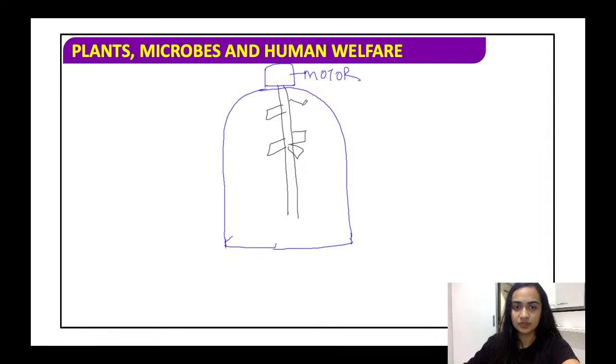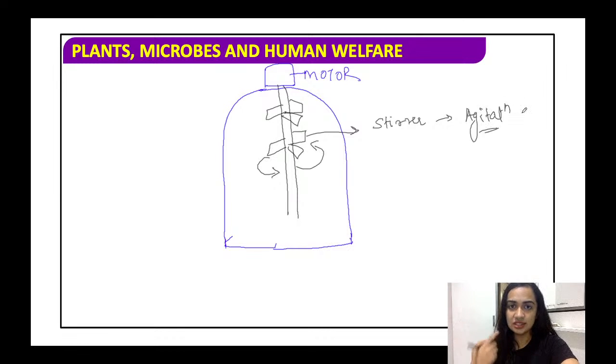Fine. So this basically turns round. All right. And this is known as your steerer. Steerer किस काम में आता है, basically your steerer is for your agitation. Fine. It basically keeps on turning the material or the content around it.